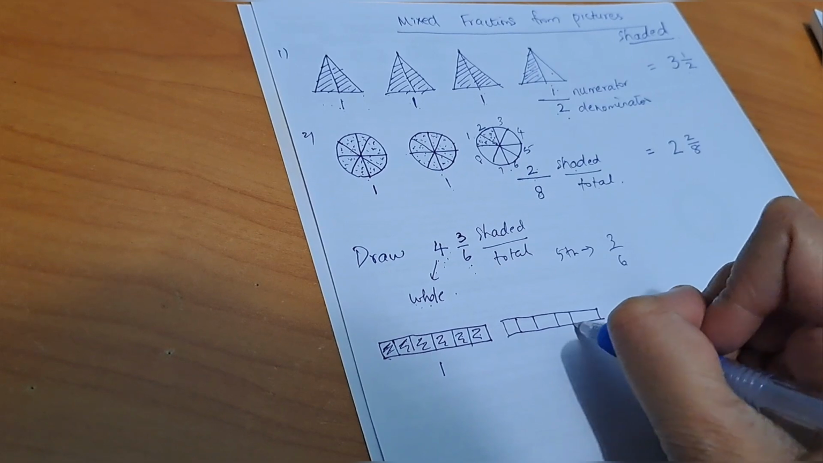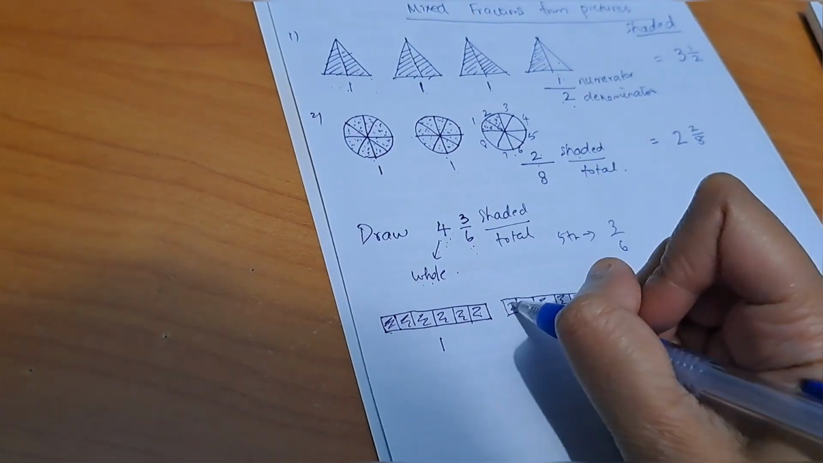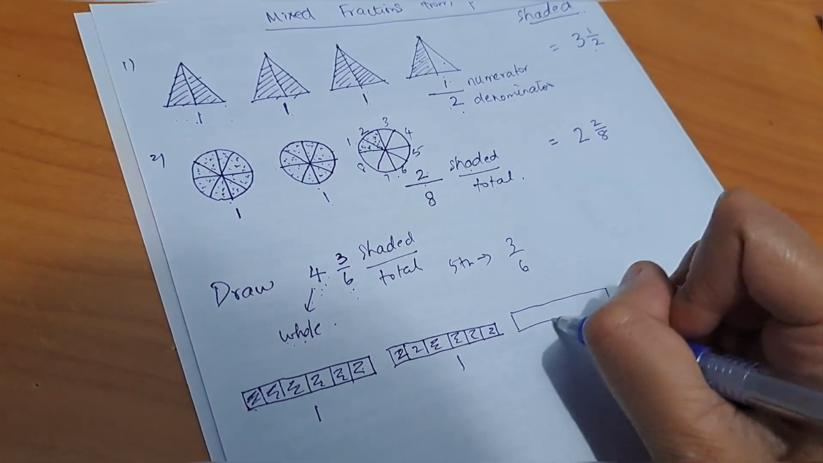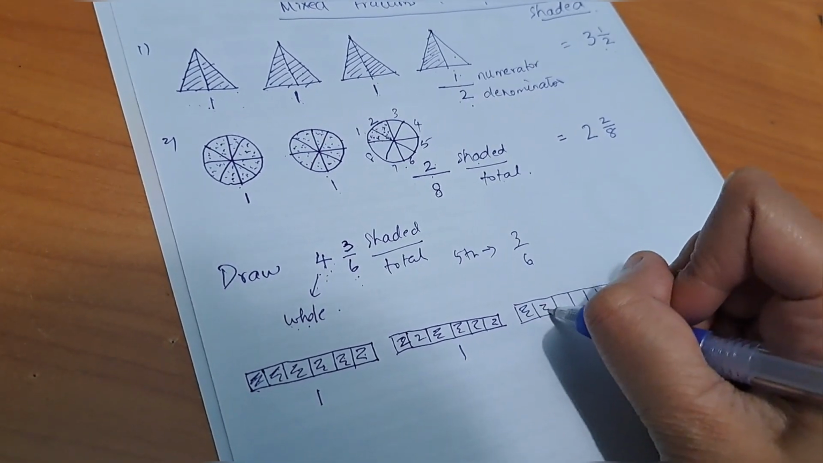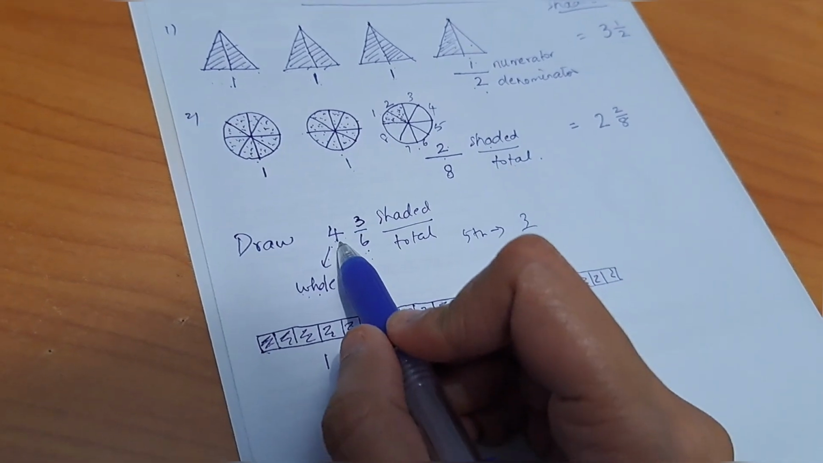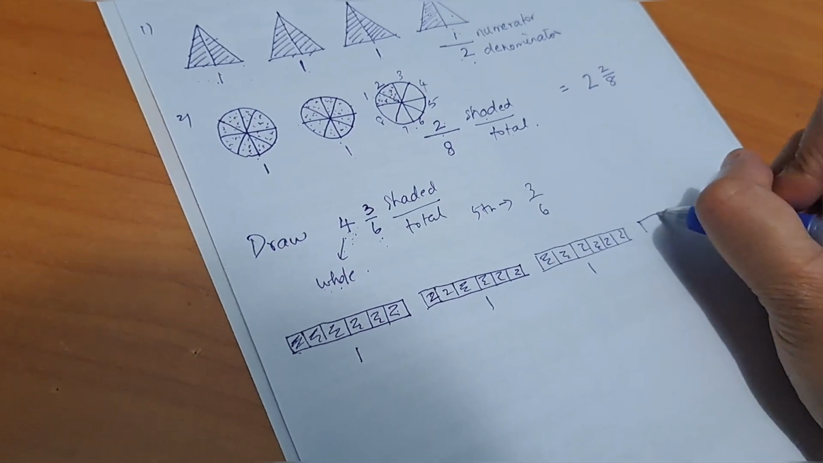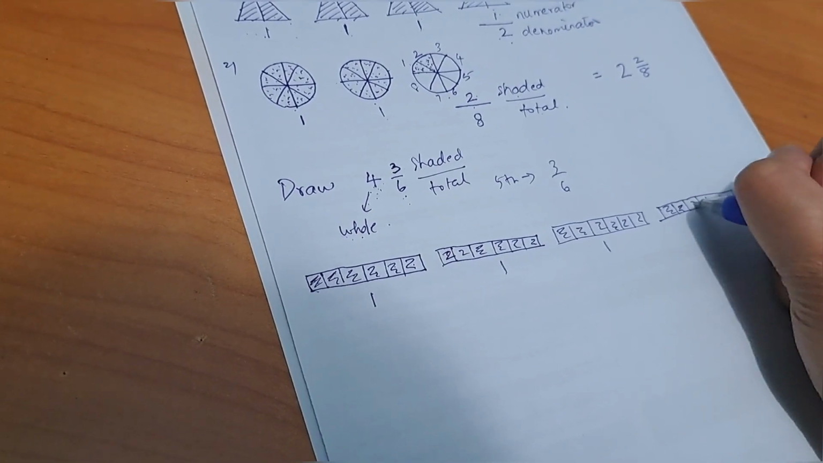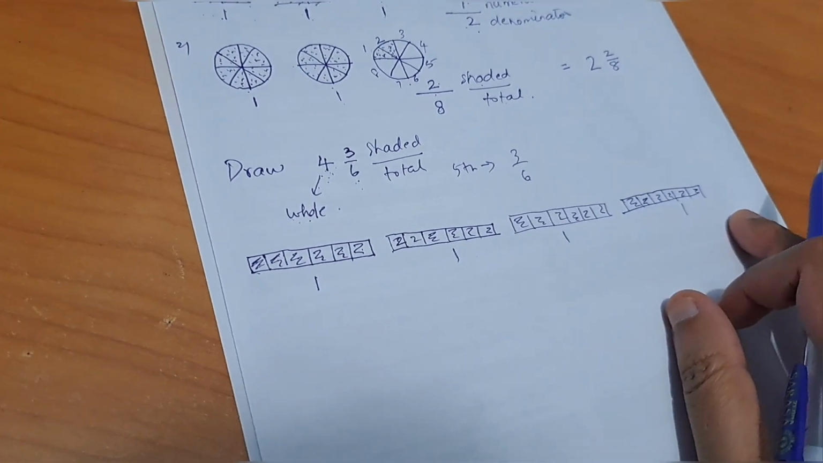Similarly, you have to make 4. 1 2 3 4 5. Shade them. This makes the next one. 1 2 3 4 5. I made 6 parts. Shade them. I have to make 4 because 4 is a whole number. I need to make 4 whole rectangles. Yeah, I finished making 4 whole rectangles now.